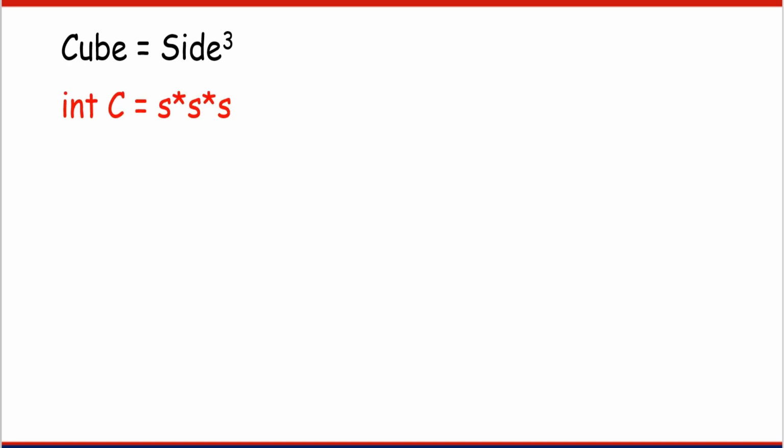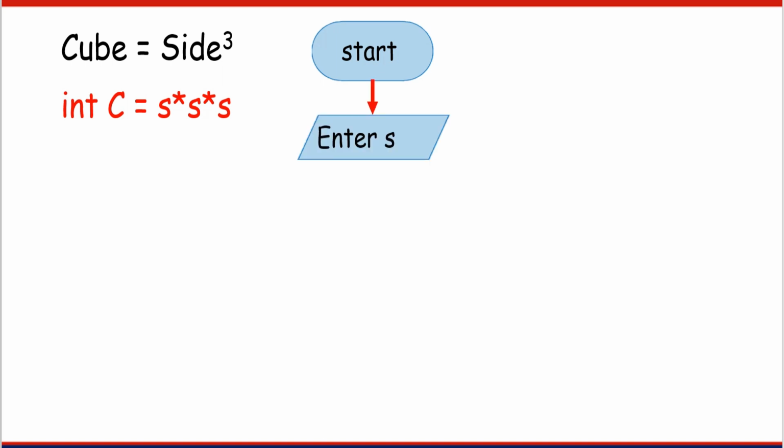Integer is the data type declaration in this given example, and we use C as the variable name of cube and S as the variable name of side. All flowcharts start with a terminal symbol with the word start. All the variables written on the right side of the equal sign are the ones that we will write on the input symbol. In our example, we will write enter S.